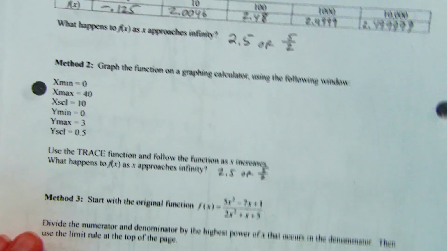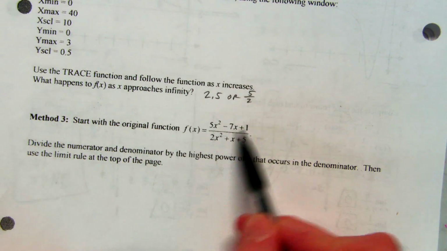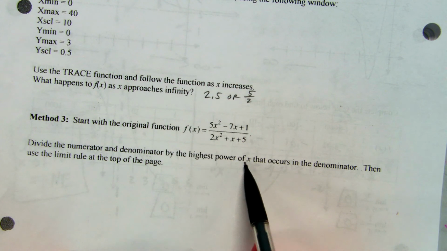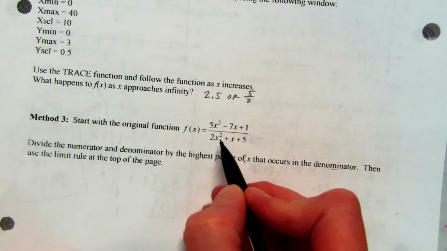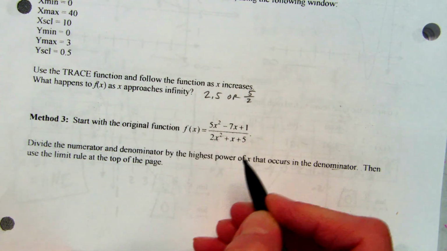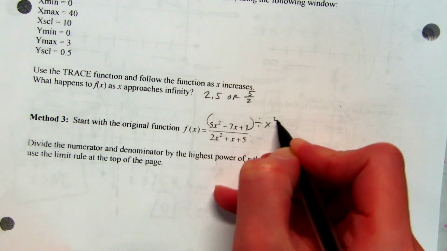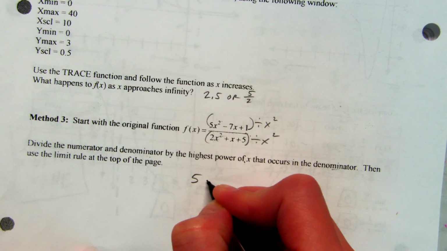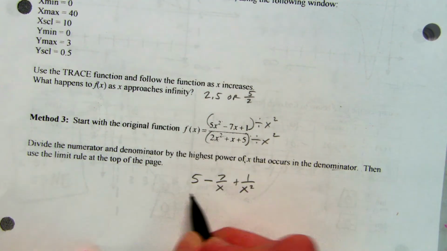So then there's a trick on method 3. Start with this original function. Divide the numerator and denominator by the highest power of x that occurs in the denominator. This is a weird thing, but it works, and it's actually kind of cool. So the highest power of x in the denominator is x squared. So I'm going to take 5x squared. I'm taking all of this and dividing by x squared, and all of this and dividing by x squared, which would leave me with 5 minus 7 over x plus 1 over x squared.